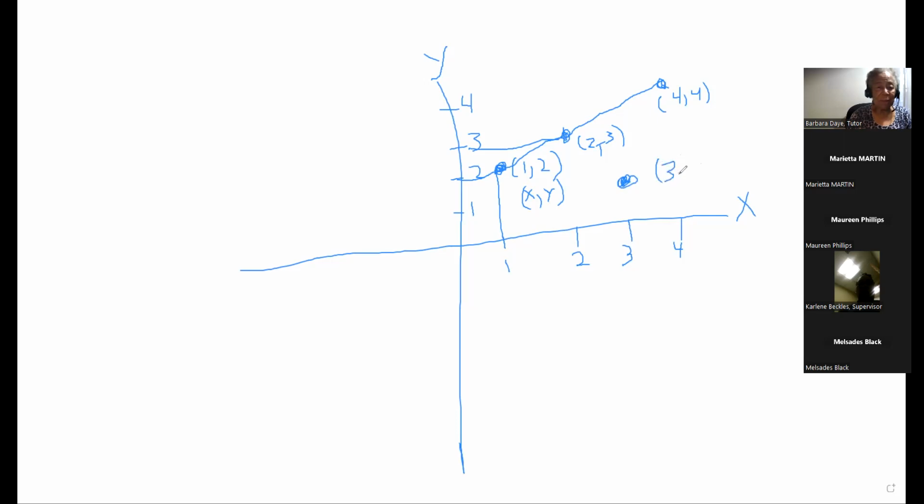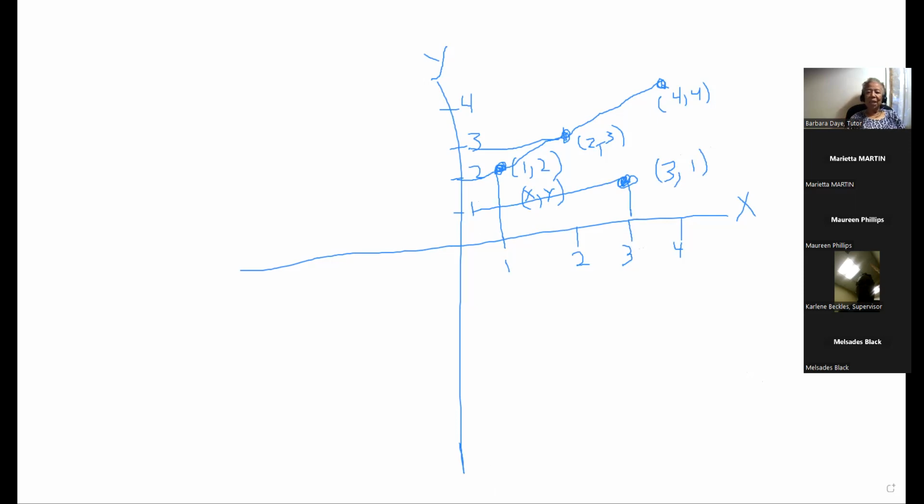What is Y? Y is 1. Very good. You got it. We went up to the 3 and then go across to the 1. So, up to the 3 and then across to the 1. So vertical is Y. All right. Is that clear now, Maureen?